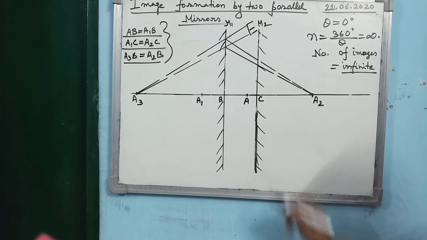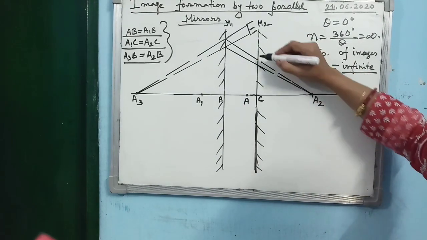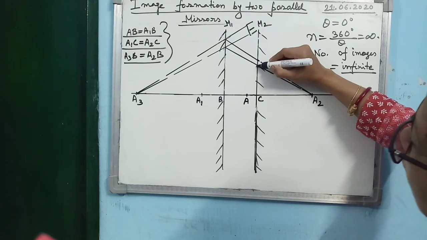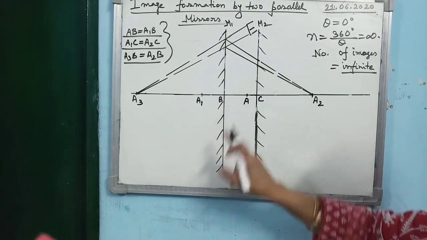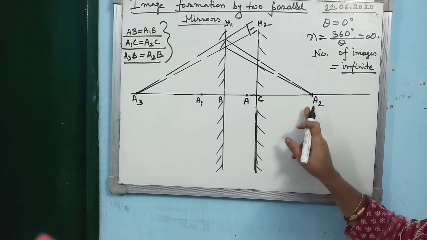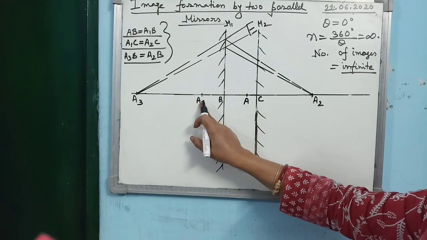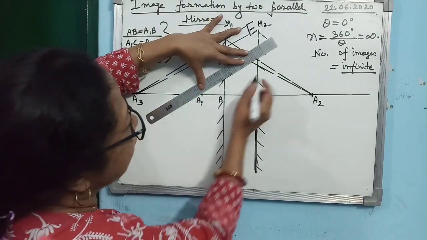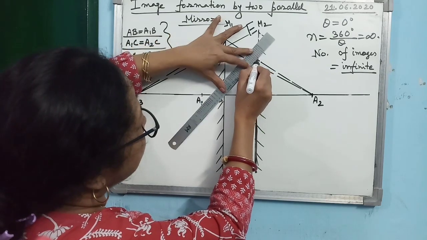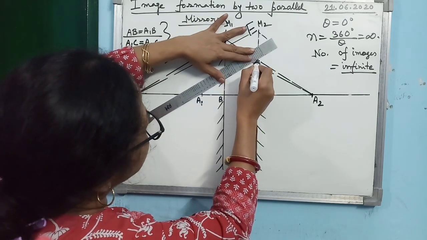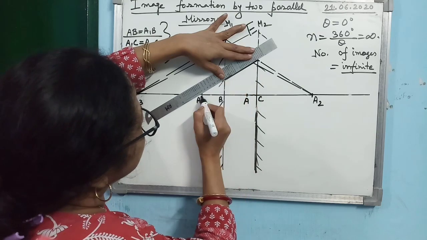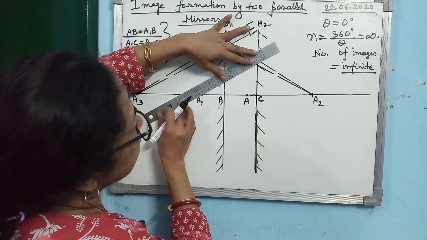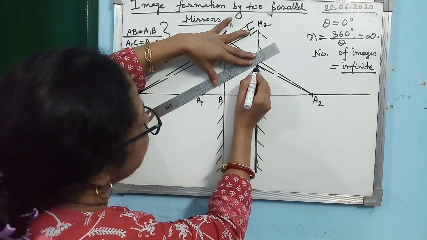Is that clear? Now you see, these two lines we have drawn are intersecting the mirror M2 at these 2 points. With whom do you have to join them? With the object for A2. So who is the object for A2? A1 is the object for A2. So you join these 2 points with A1. Then do the same with the lower point also.